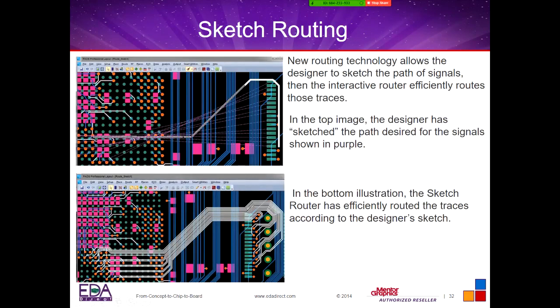So sketch routing, it's not new technology. It's been out for a couple of years, but you can see how easy it is to use. Basically, you're going to be selecting the nets that are to be routed, and then you're going to stitch in how you want those routes to route. And then as you turn on the sketch router, it will automatically look at the connections, untangle them, and then route them exactly the way that you wanted to route those signals. Pretty easy to use.